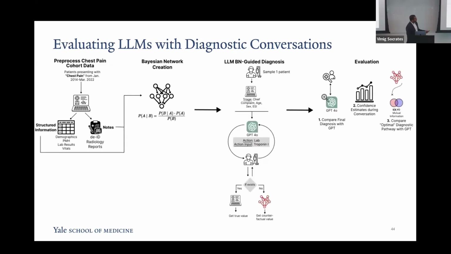And so the evaluation that we did at the end was we obviously compared it to what the physician's diagnosis was. We also looked at the confidence over time to see if those confidences are representative of what a physician might do. And then finally, we compared to the quote unquote optimal, which is the last way we use the Bayesian network. We define the optimal diagnostic pathway as looking at the next diagnostic test that most reduces the uncertainty associated with any particular diagnosis.